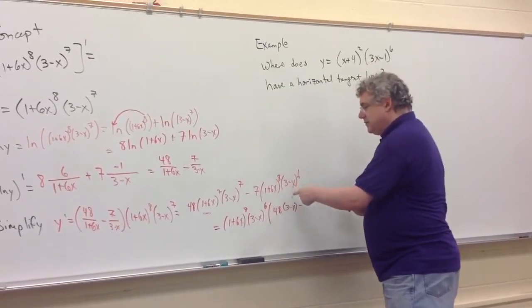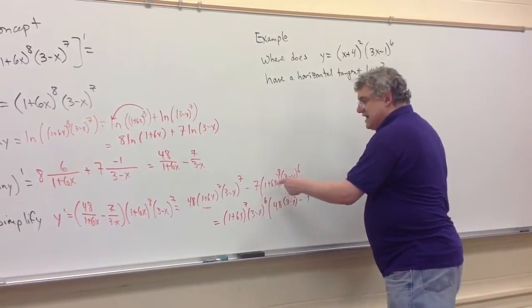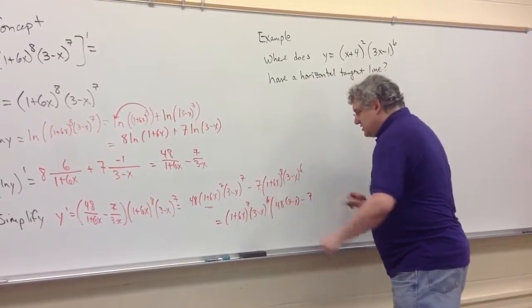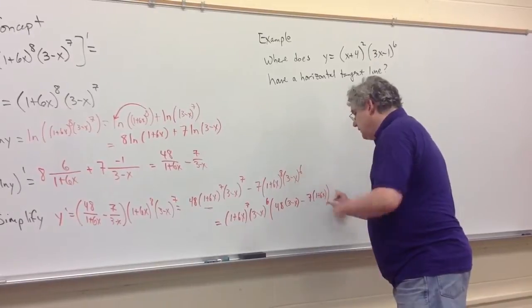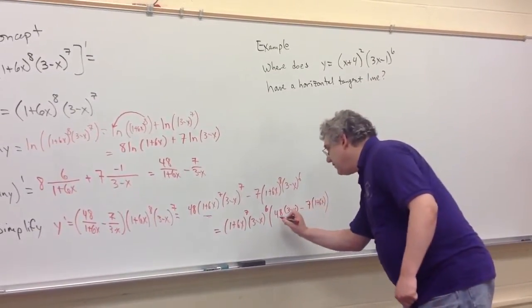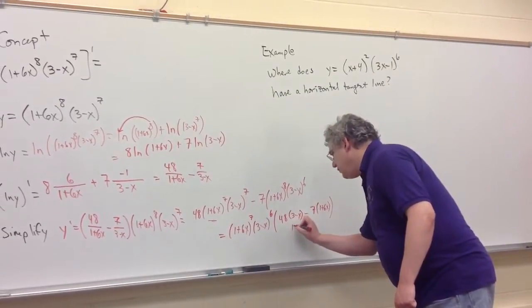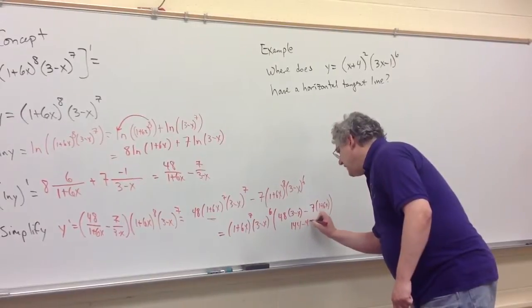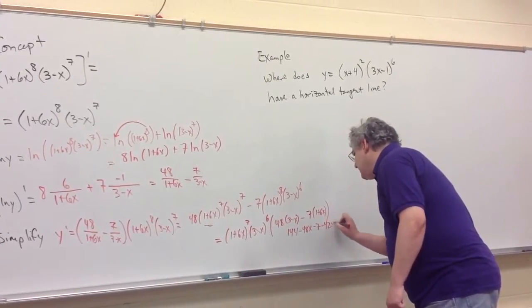Minus. Here, 7 is there. What's that? Well, 7 of them are used, so I have 1 left over. And all of those are used up. Now, if I want to simplify this, what do I have? 48 times 3 is going to be 144 minus 48x minus 7 minus 42x.